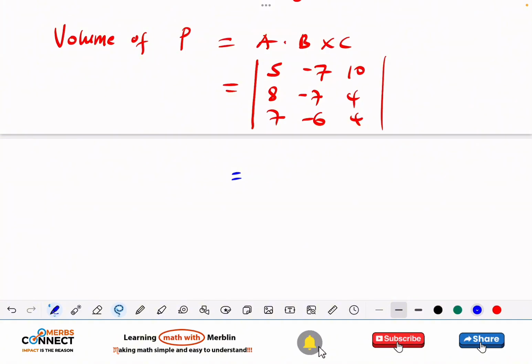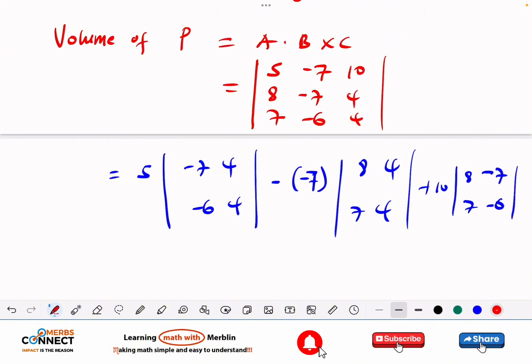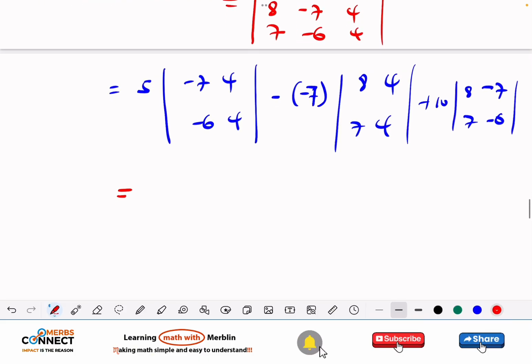Now picking 5, let me just bring this guy here. For 5, I'm going to have minus 7, 4, minus 6, 4. Then minus (minus 7), I'm going to have 8, 4, 7, 4. And then plus 10, I'm going to have 8, minus 7, 7, minus 6. So what I'm going to get here is something like this. Multiply them: 5 times 28 minus, okay, 20 plus 24.